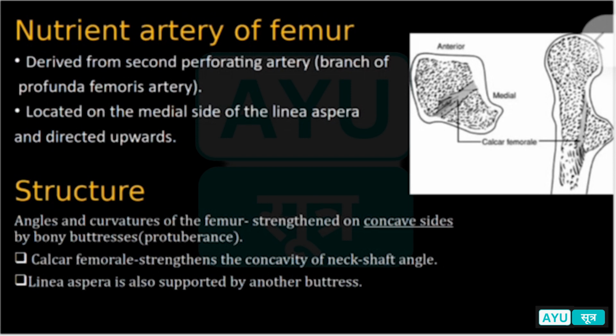The nutrient artery of the femur is located on the medial side of linea aspera and is directed downwards. It is derived from the second perforating artery, which is the branch of profunda femoris artery.